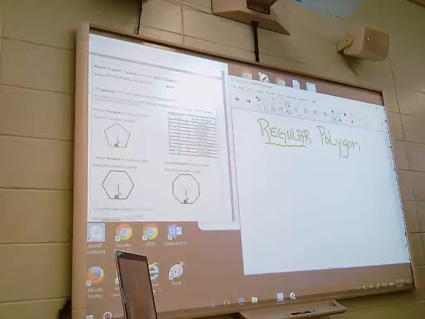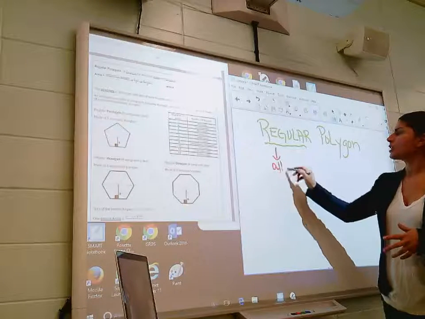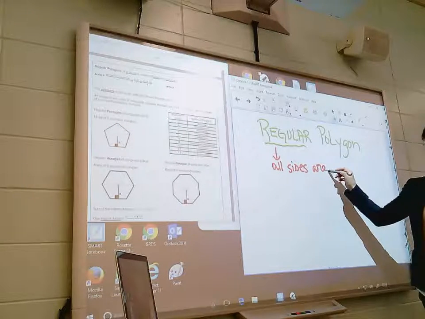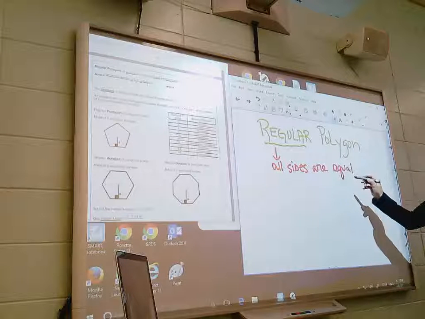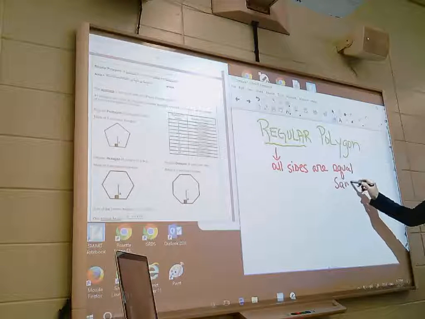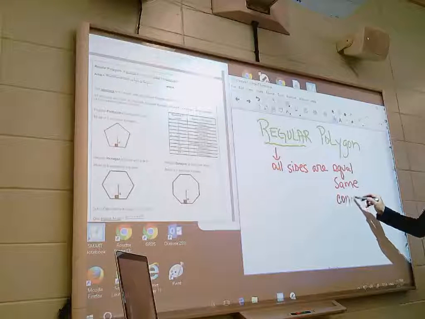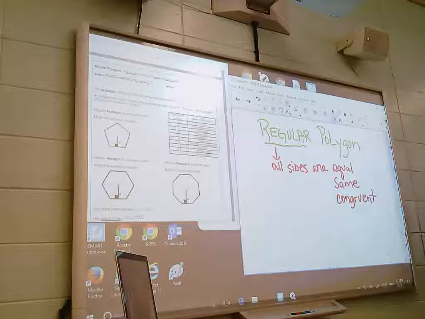Oh, that's beautiful. So what you have to know is that all sides are, you could say the word equal. You could say that they are all the same. You could say that they are congruent. Congruent. This all means the same thing.